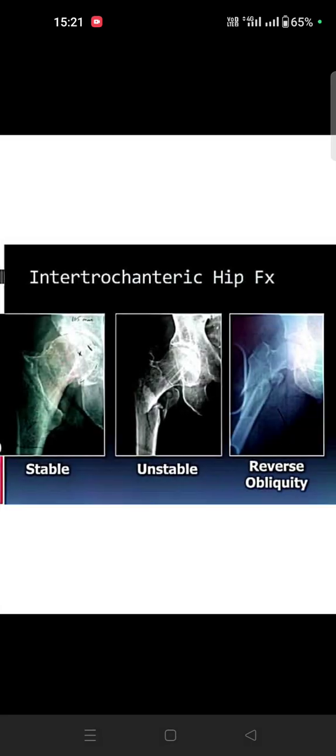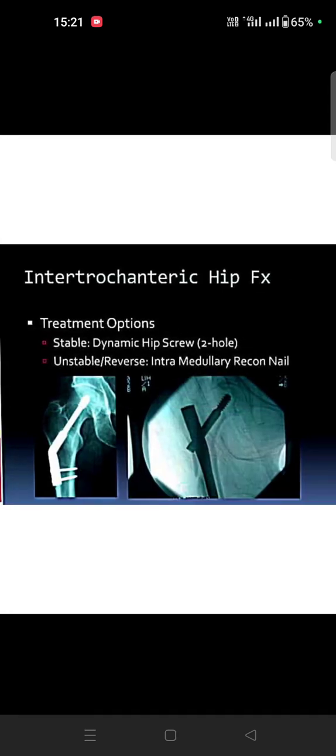Intertrochanteric hip fracture means stable, unstable, and reverse obliquity. So here treatment means dynamic hip screw. Okay, that two screws they will place. So intramedullary nail. So here the iliac bone, that fossa is not attached, so they will put a 7 type instrument.